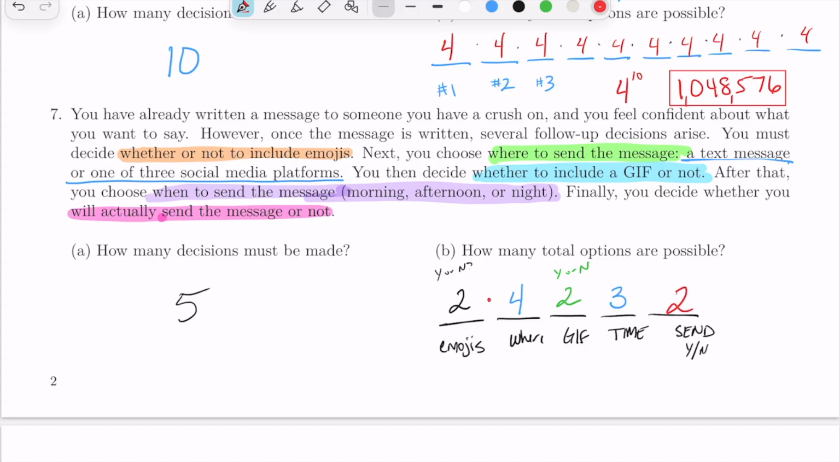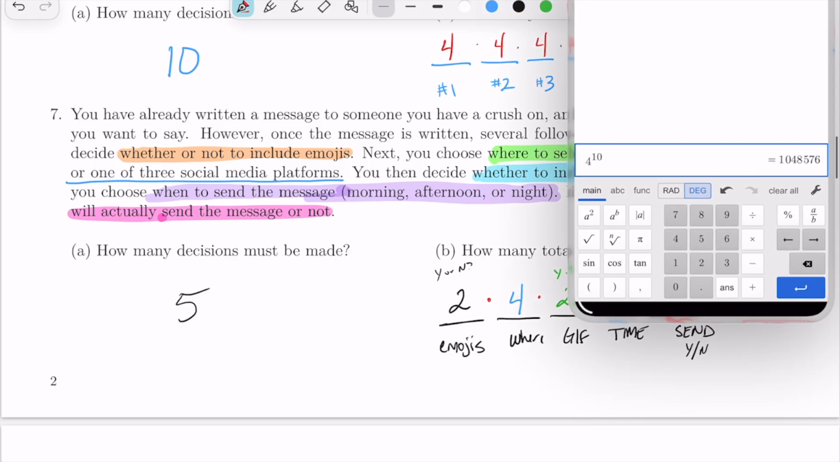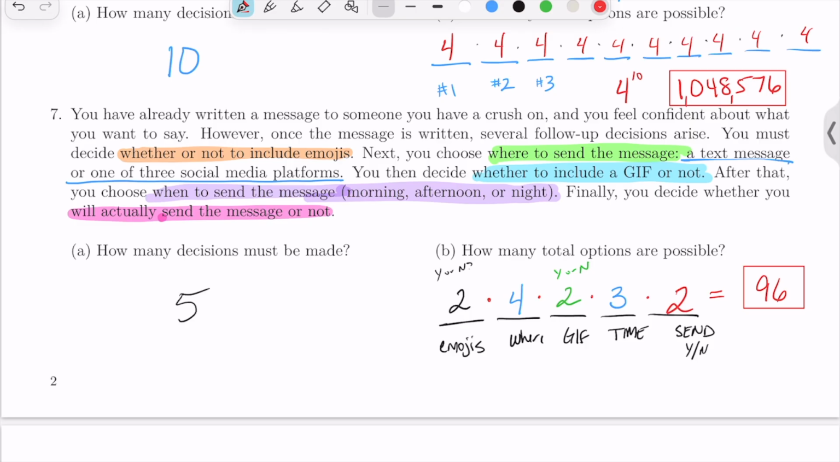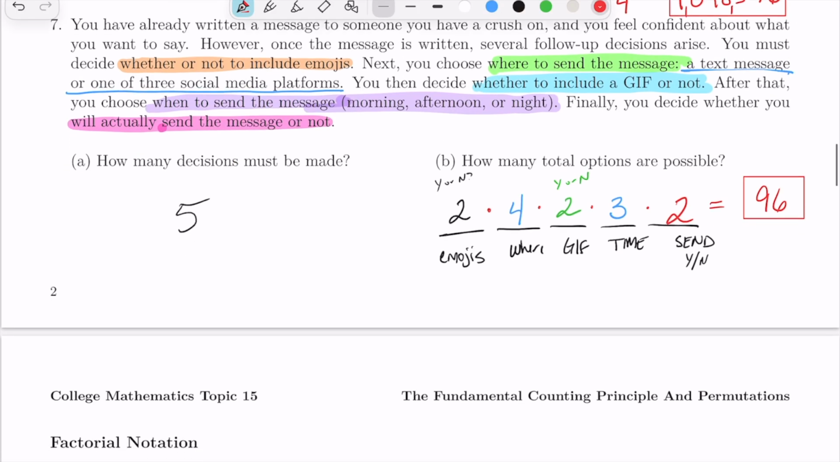So if we multiply together 2 times 4 times 2 times 3 times 2, I think we get 96. And I'm just going to double check that. Yep, 96. Whew. That's a lot of decisions to make just over a silly little, hey, what's up? Right?